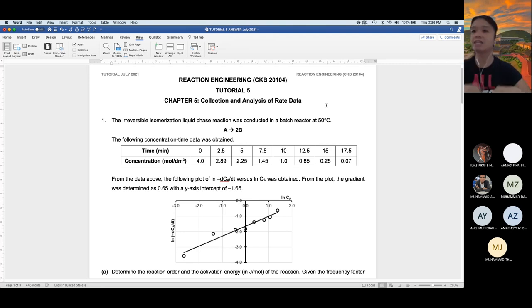However, that doesn't mean it's easier. Instead, what's important now is how are you able to interpret the data in the form of the graph and use it for the calculation. Okay, so let us go one by one.